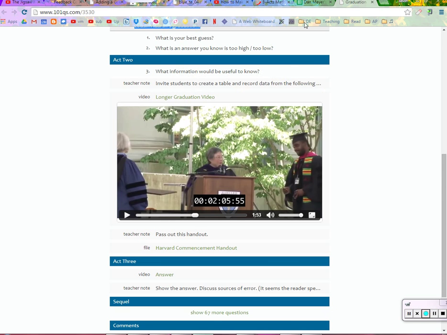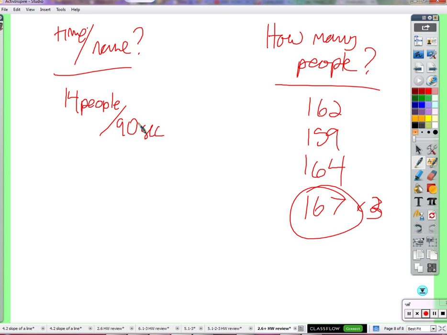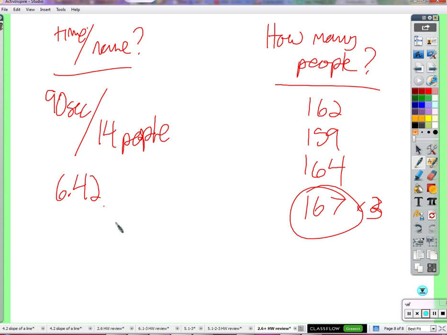Okay, so where are we? Time per name. What is it? Okay, so we counted how many people? 14 people. How long did it take? A minute 30 seconds. Maybe we should go like 90 seconds. So how long does it take to read one person's name? I guess maybe we should flip this around. We should say 90 seconds for 14 people. 6.42 and then it keeps going seconds. Yes. 6.42 seconds per person.